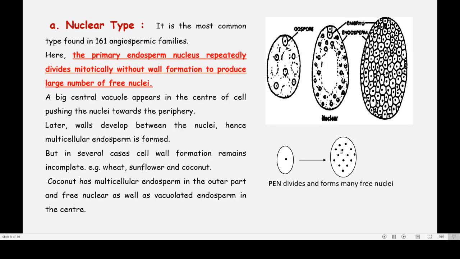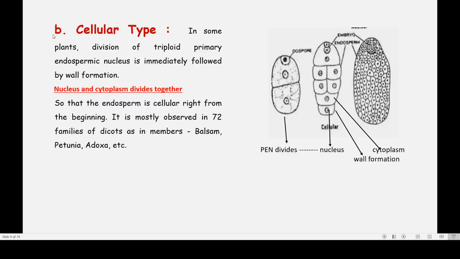Here I can give you an example of coconut milk or coconut water that we drink, which is actually this nuclear endosperm. Okay, second type is cellular type.